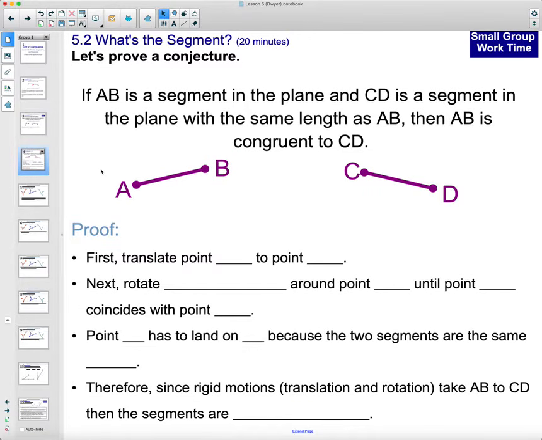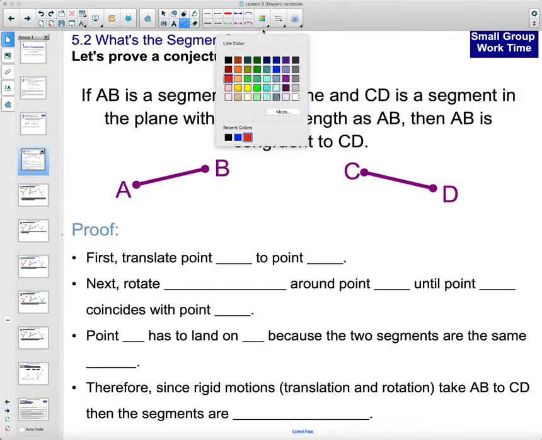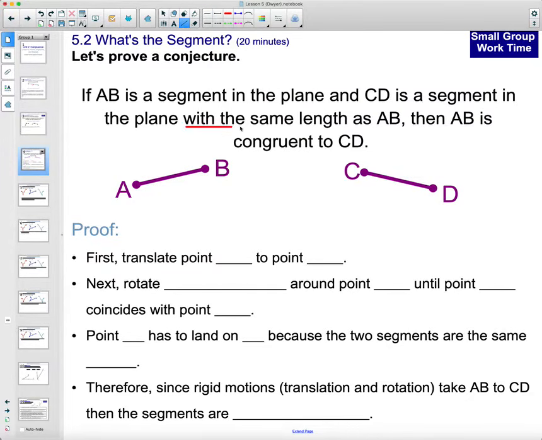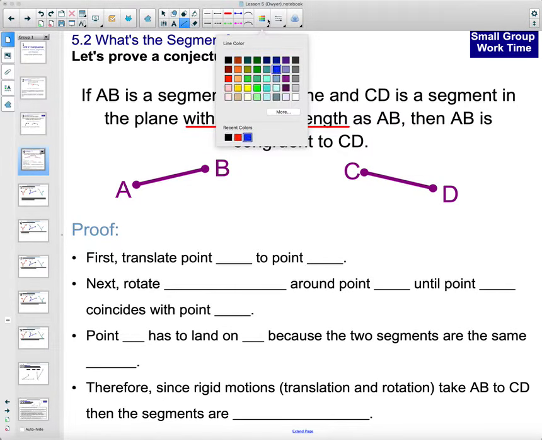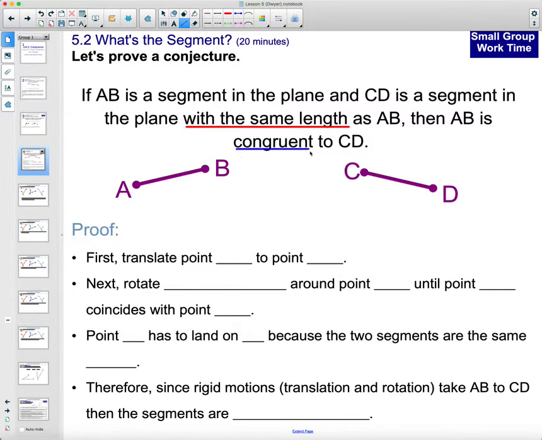So go ahead and look at that. If AB is in a plane and CD is in a plane with the same length, see how they added that? Then AB is congruent to CD. Remember, congruent means that there is some type of rigid motion that will move AB to CD.